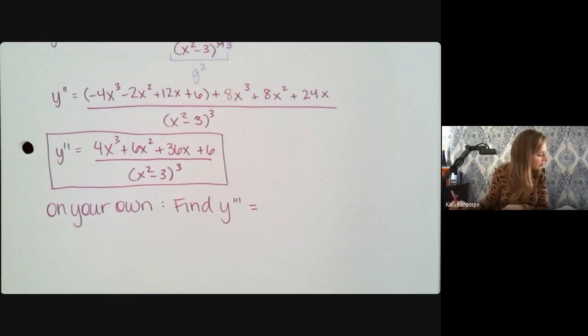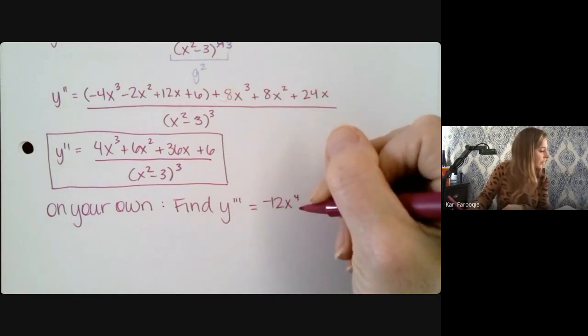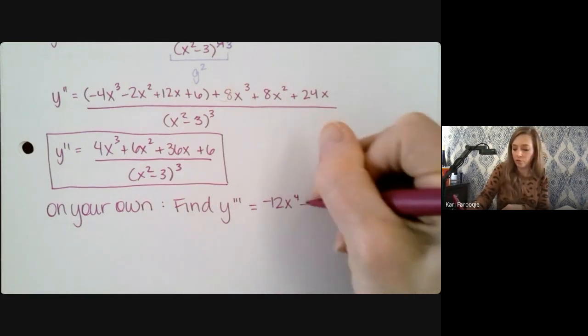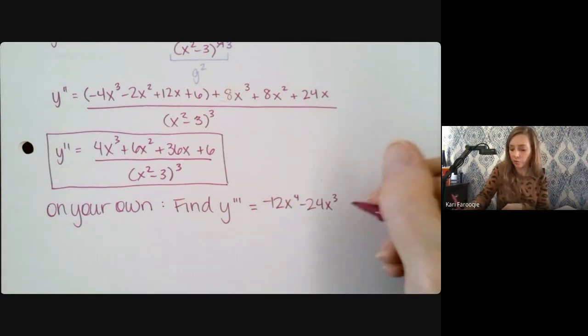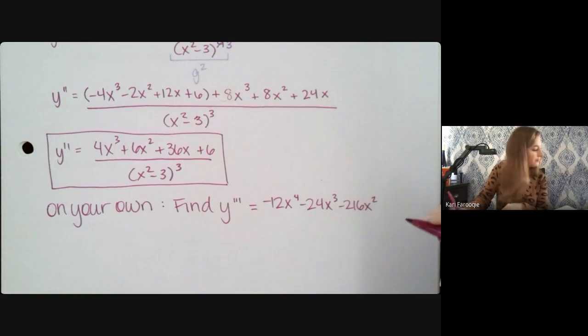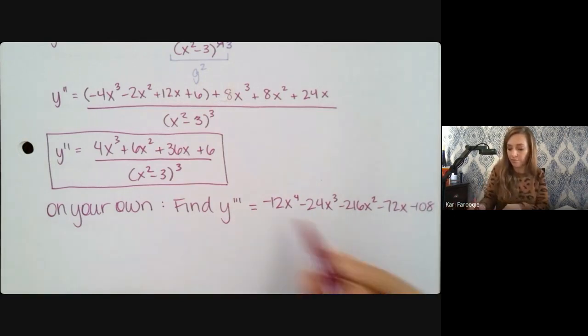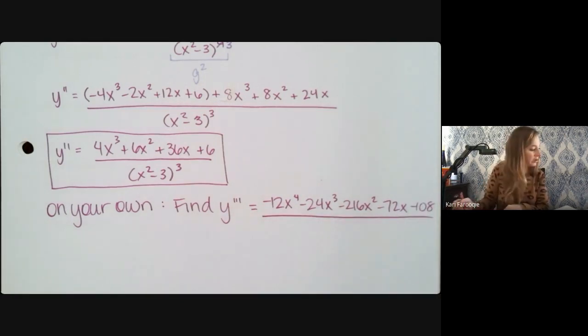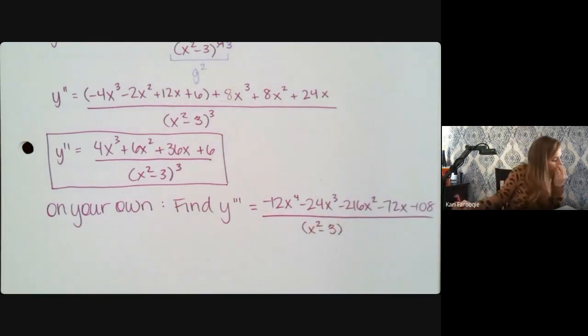It's kind of crazy. Negative 12x to the 4th minus 24x cubed minus 216x squared minus 72x plus or minus 108, divided by x squared minus 3 to the 4th power.